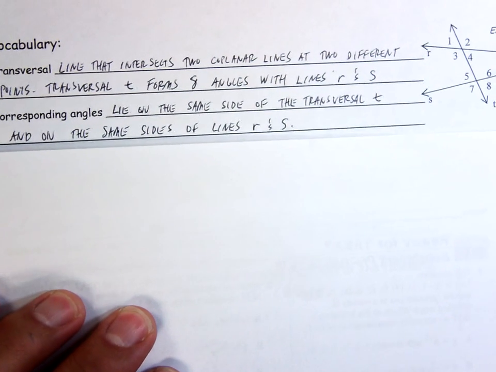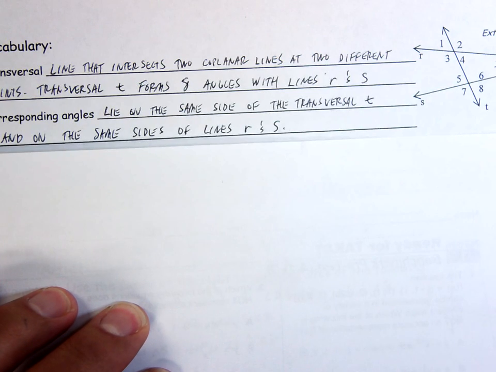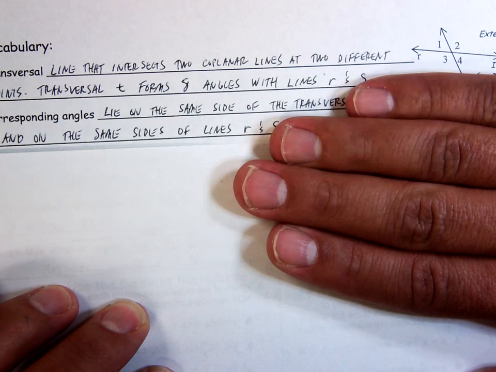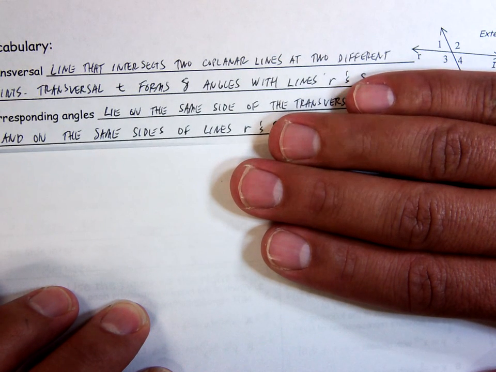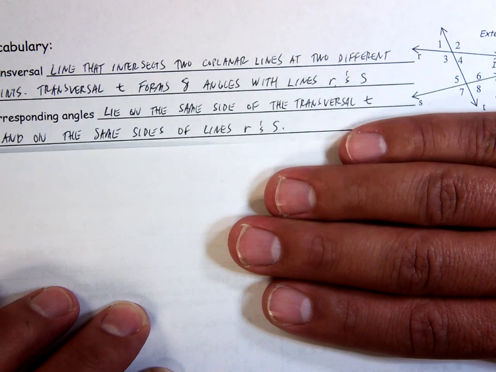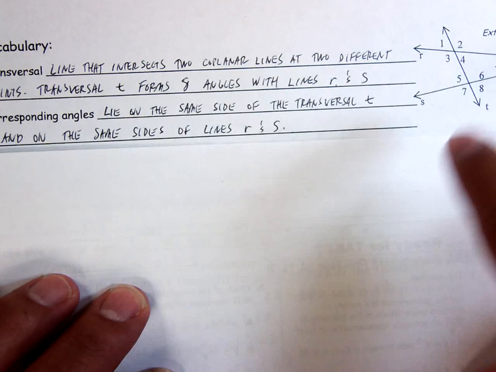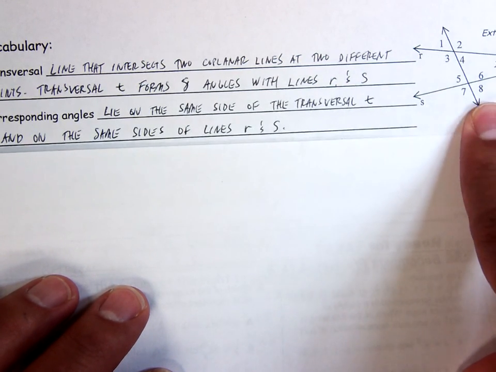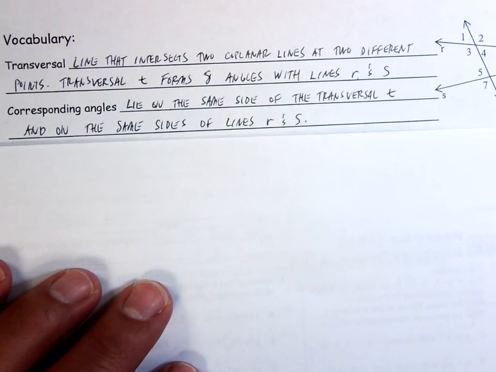For example, in this picture, if I look at angle 1 and angle 5, look at this picture. Where's angle 1? In the top left. It's above line R to the left of transversal T. Now look at angle 5. It's kind of in the same place as angle 1. It's above line S to the left of line T. So angle 1 and angle 5 are corresponding angles. Angle 2 and angle 6, angle 3 and angle 7, angle 4 and angle 8 are also corresponding angles.